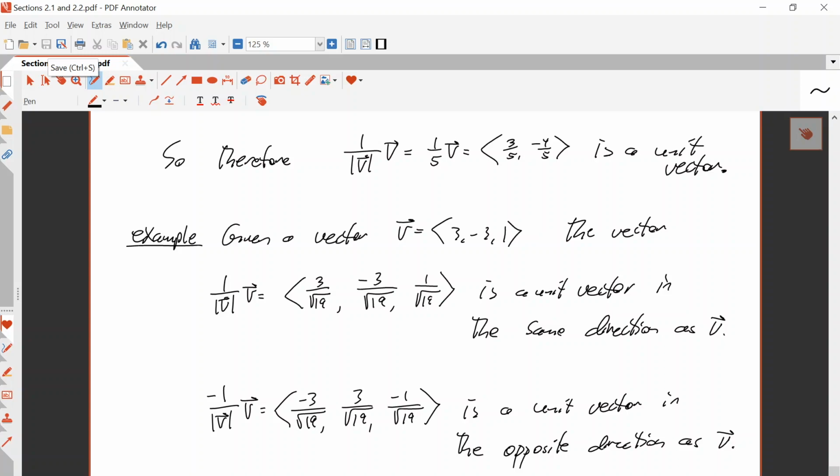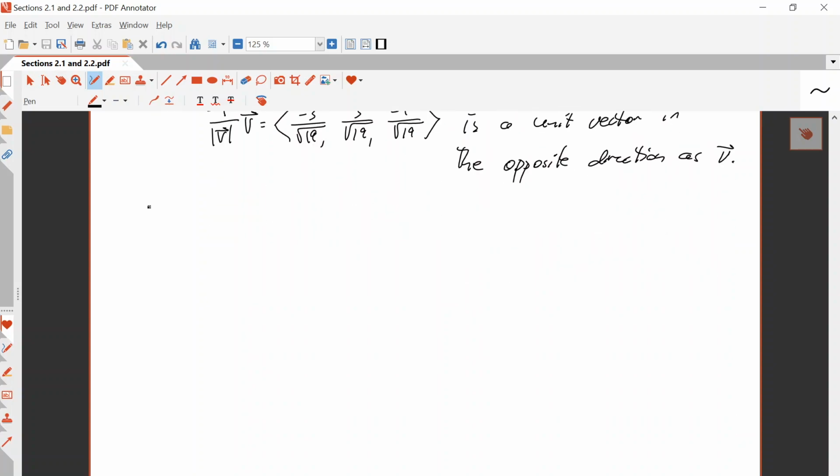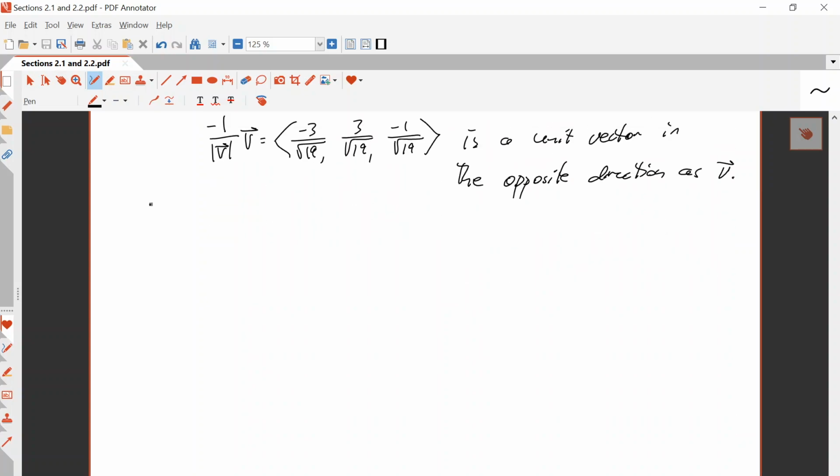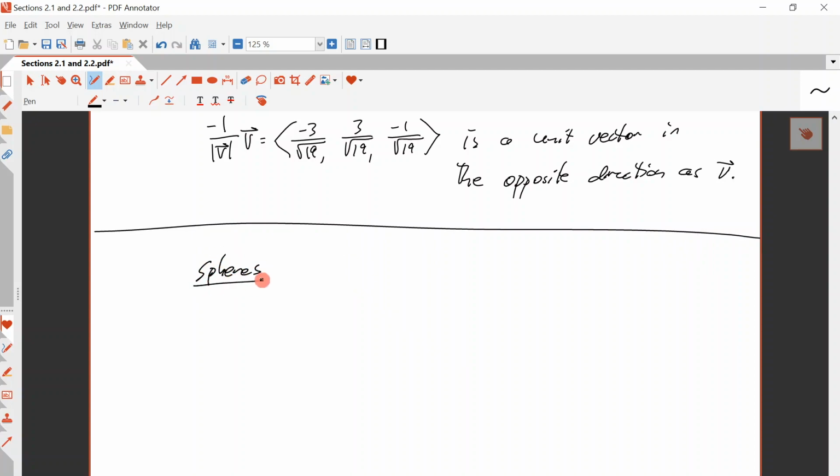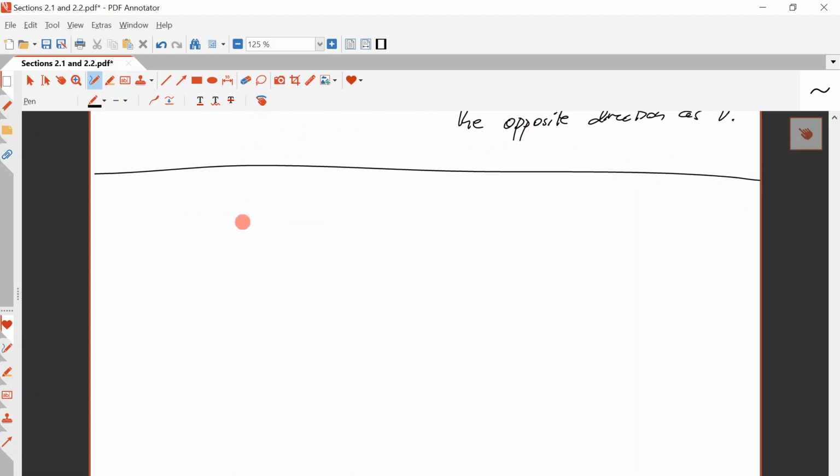All right. So that's some basics about vectors and coordinates in 2 and 3 dimensions. Some special objects in 3 dimensions that we'll definitely need to know about throughout the semester are as follows: circles and spheres.